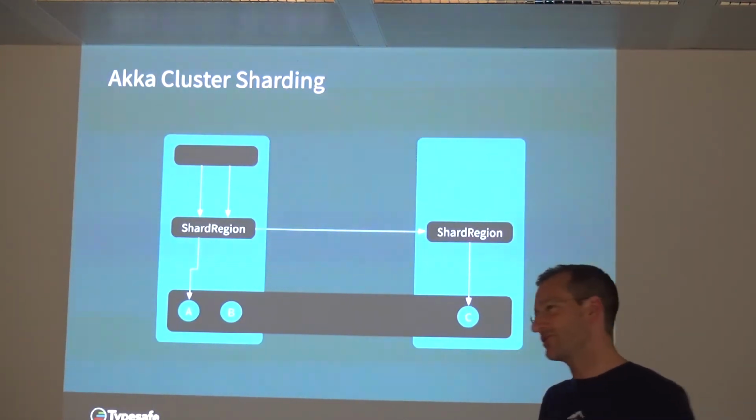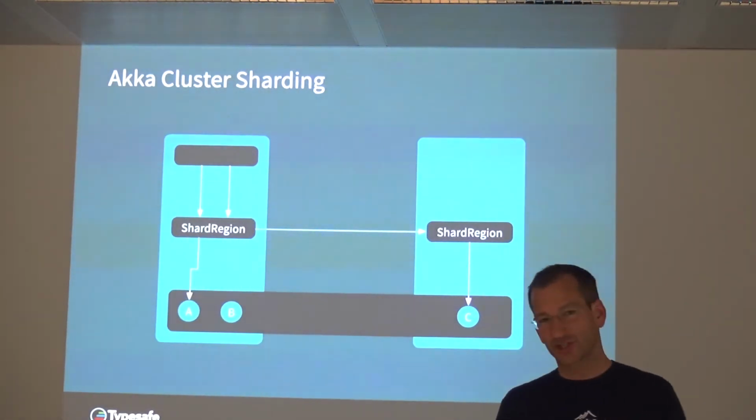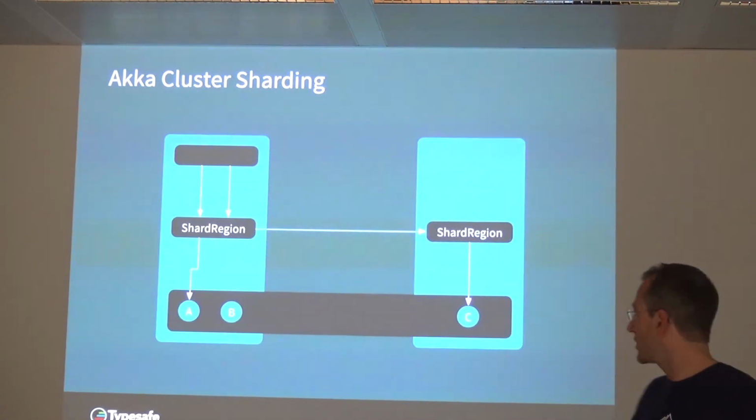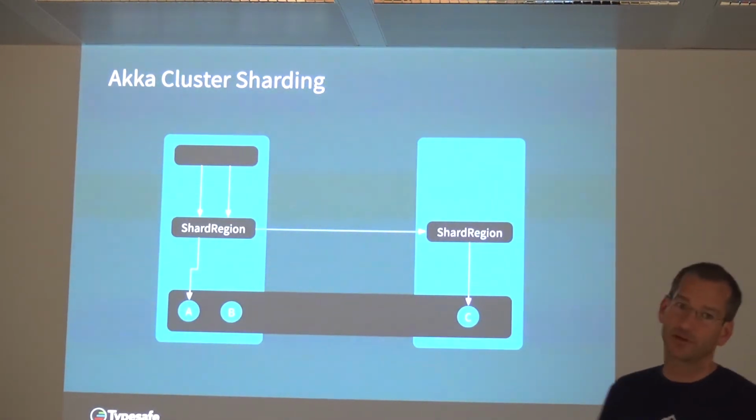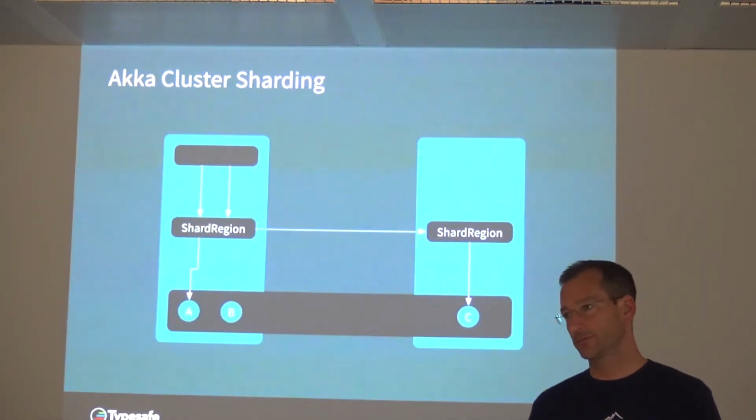There's a little bit of central coordination, but just a little bit, whenever the topology changes. But sooner or later, those shard regions, the local shard regions, build all the knowledge in a decentralized way to be able to do the whole routing.